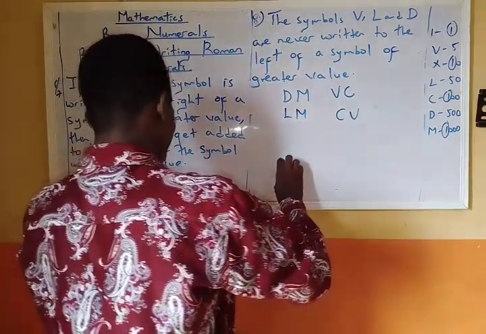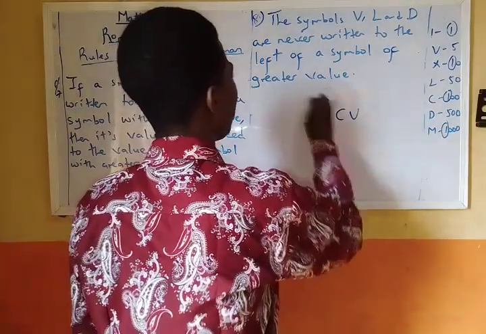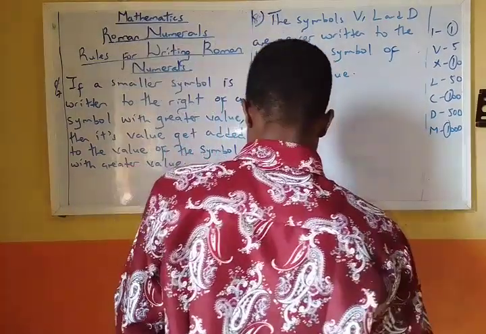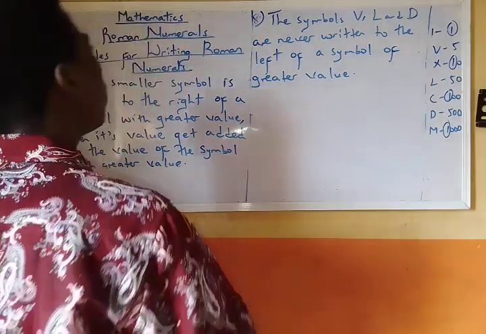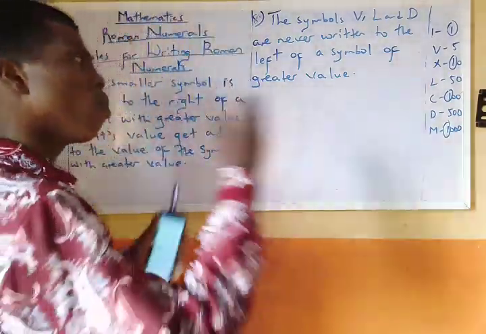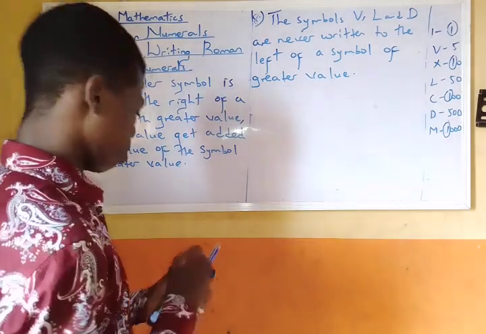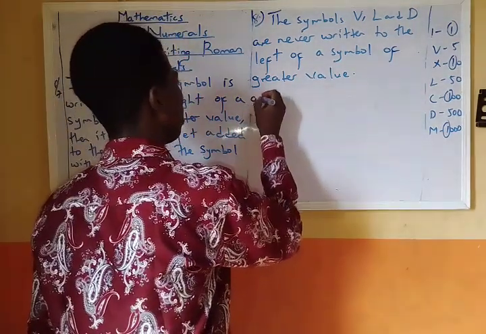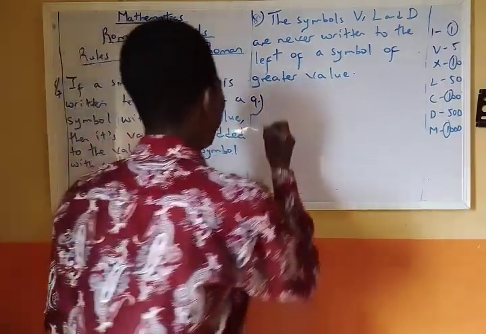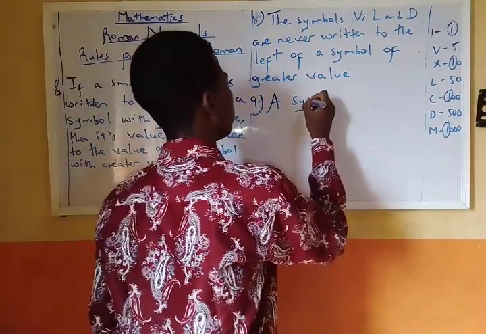Let's quickly take this ninth rule, and then the 10th rule. Then in our next video, we'll look at how we can change from Roman numerals to Indo-Arabic numerals. Are we together? Okay, so let's take this 9th rule. Get it written now.